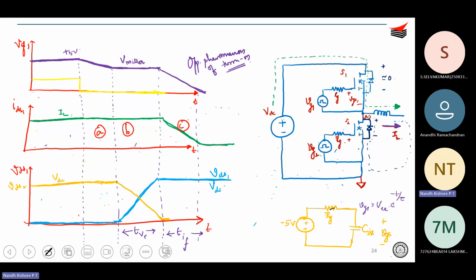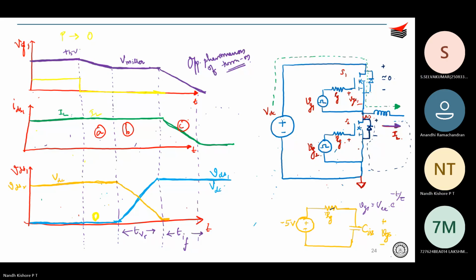Over here, what is VDS1? It is almost zero. And over here, it is IL. So V into I, IL into zero is anyway zero. So no worries. During the turn off delay time, the power loss is zero.